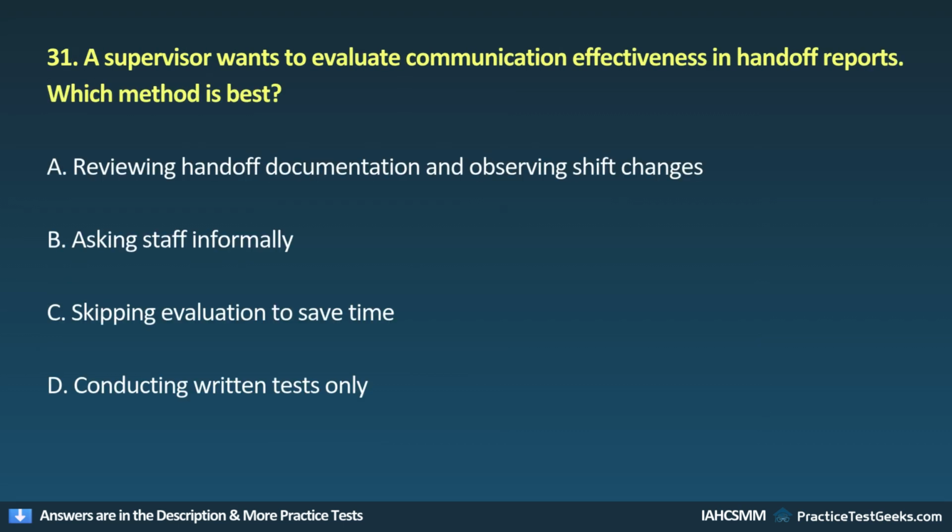31. A supervisor wants to evaluate communication effectiveness in handoff reports. Which method is best? A. Reviewing handoff documentation and observing shift changes. B. Asking staff informally. C. Skipping evaluation to save time. D. Conducting written tests only.